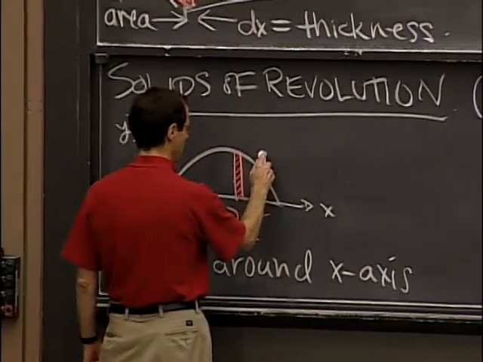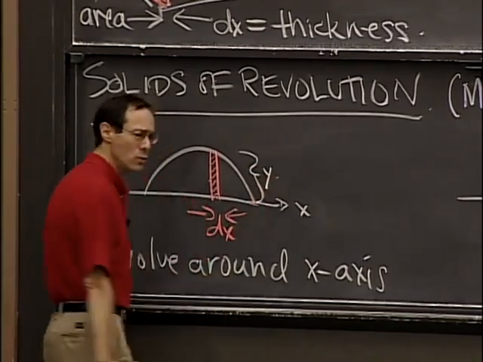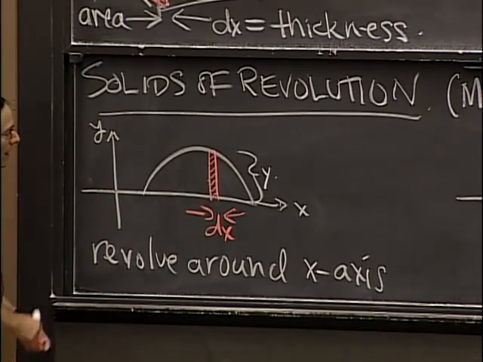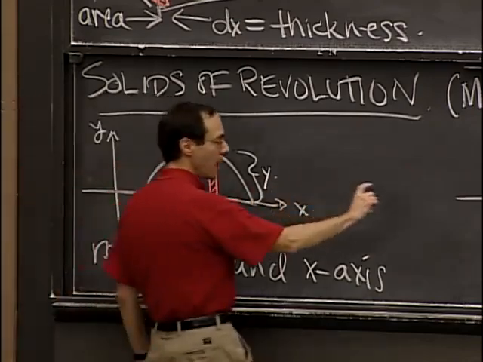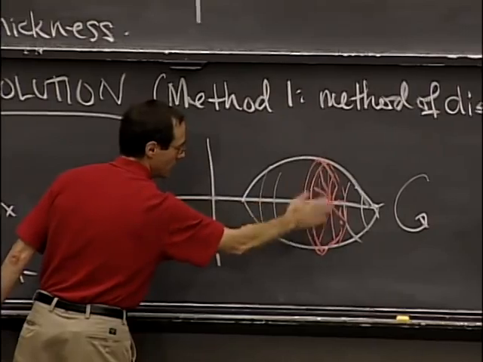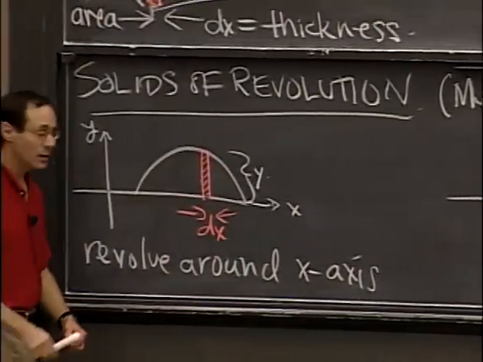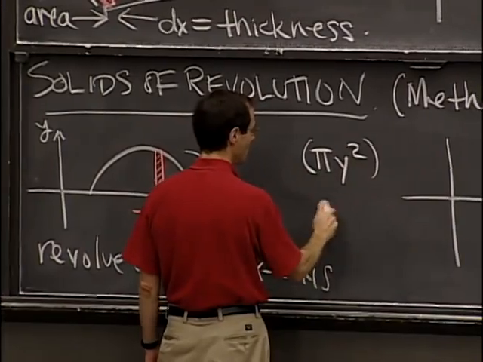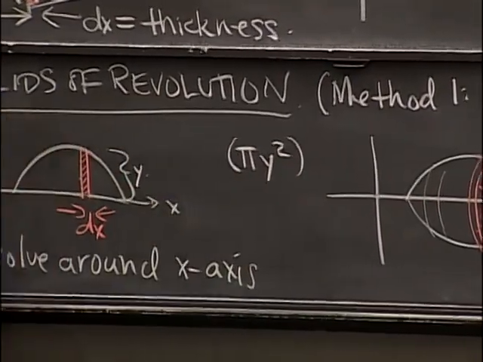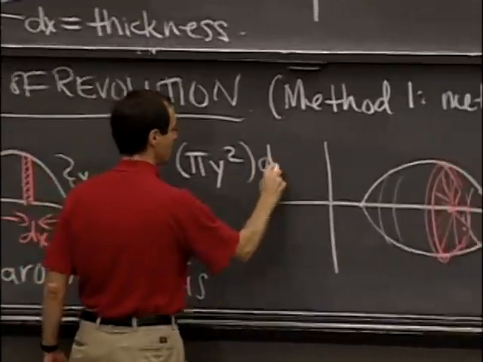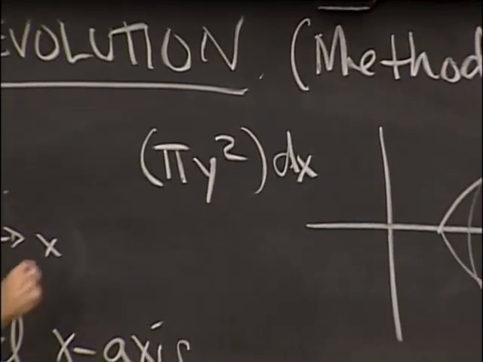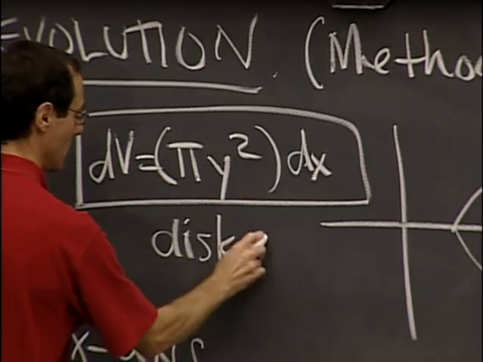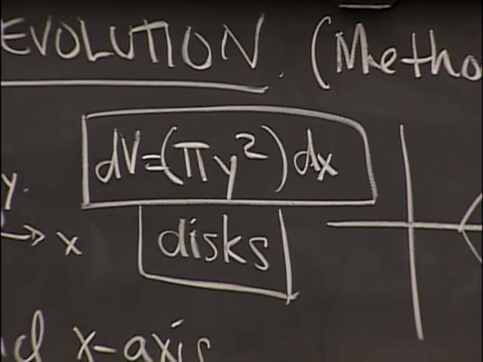If this height, so this height is what we usually call y. Y is usually a function of x. It's varying. This particular distance is y. Then the area of the face is easy to calculate because it's a circle, or a disk, if you like, with this radius. So its area is pi y squared. So that's, if you like, one of the dimensions. And then the thickness is dx. So the incremental volume is this. So this is the method of disks. And this is the integrand.